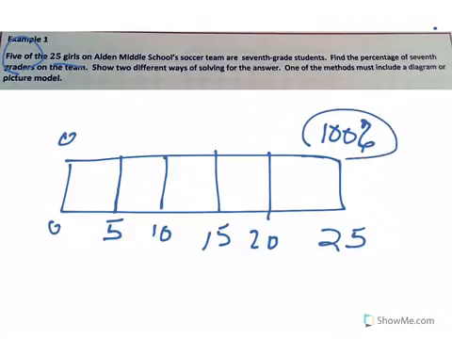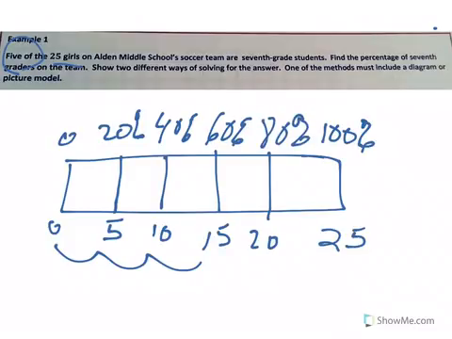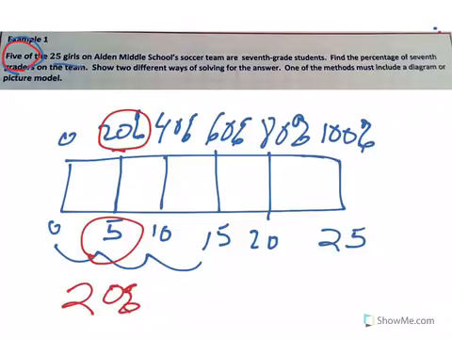I know that the percentages I'm going to put on top would be 100 divided by 5, because we're counting by 5s. So if you do 100 divided by 5, you're going to get 20, and that's how we're counting across the top. So we'd have 0, 20%, 40%, 60%, 80%, and 100%. So now I can easily look and see, okay, well, there's 5 girls. Here's the 5. That correlates to 20%. So 20% of the girls are 7th grade students.